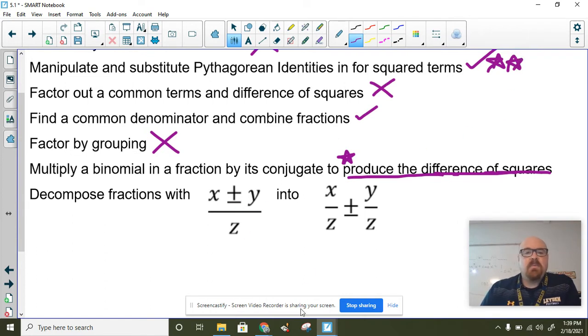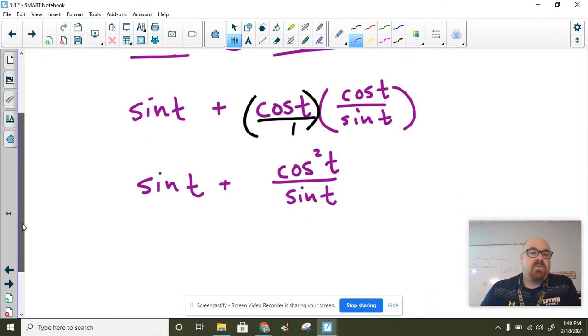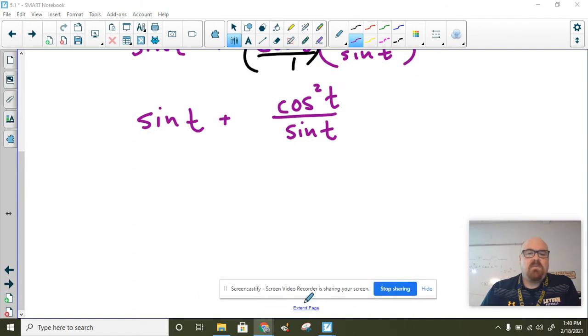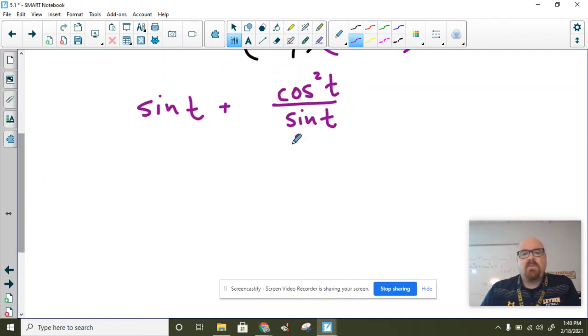Decomposing a fraction: it can't decompose something like this because there's only 1 term. So you have a choice at this point. And you know what? Why not? We've got time. The video might go a little long, but let's take both routes.